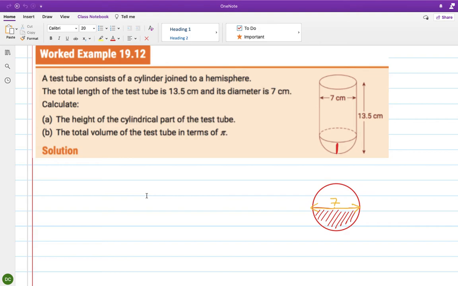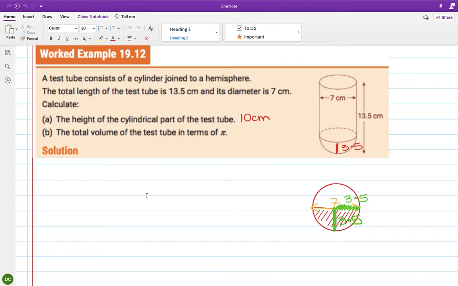is 7. If the diameter is 7, that means that the radius is 3.5. But remember, a radius doesn't have to go from left to right. It can also go like that. So that's what that is. It's 3.5. So that means the height of the tube is 10 centimeters because the hemisphere is 3.5.